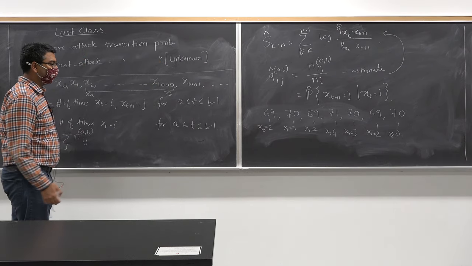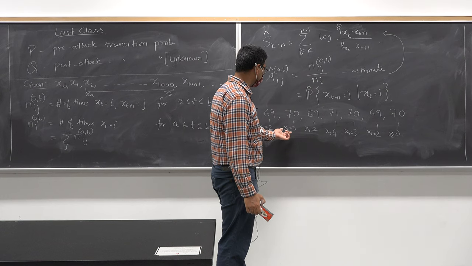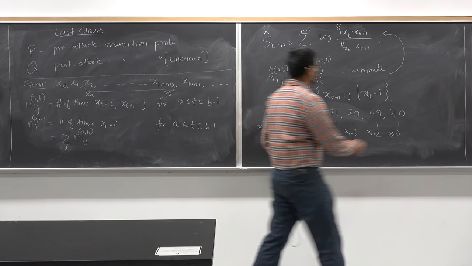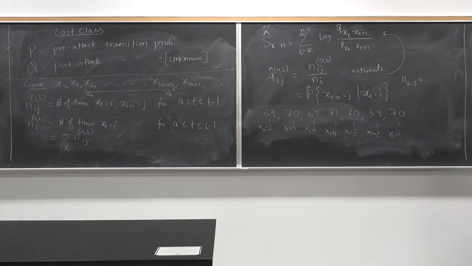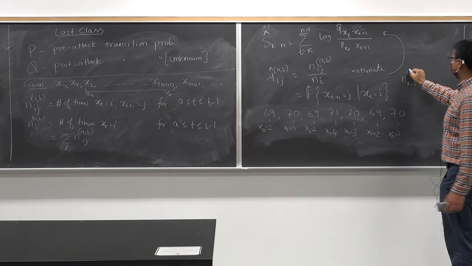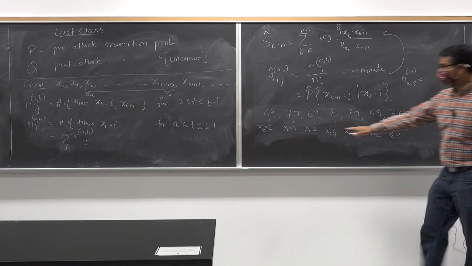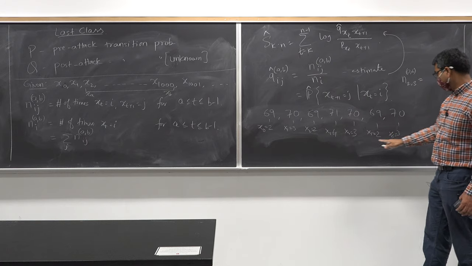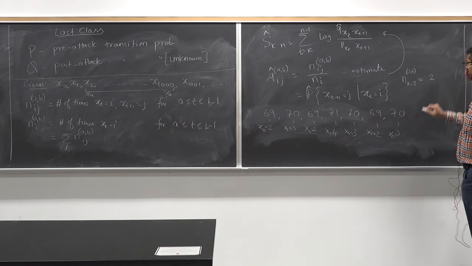Okay, and now how many times do you have 2, 3 appearing in a successive way? So what is n of 2, 3? Let me write 0 to 6, because I only have 6 data points. So what is n, 2, 3? I see it once, and then I see it twice. The second time I see it when x5 is 2 and x6 is 3. So this is equal to 2.